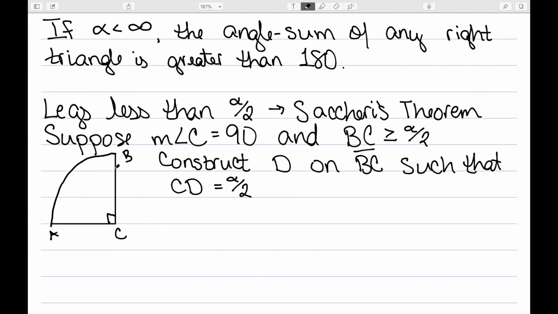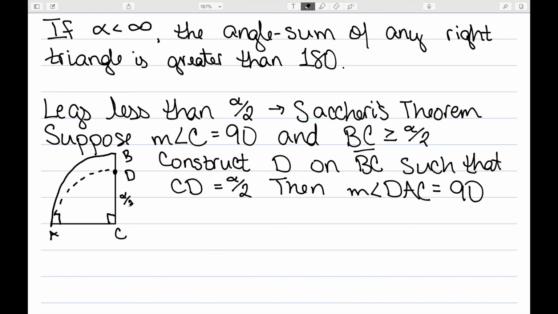I then want to construct a point D on side CB such that the distance between C and D is exactly alpha over 2. And then I'm going to look at this side here, the segment between A and D. Then we have that the measure of this angle DAC is 90 degrees. And that's specifically because the measure CD is alpha over 2.